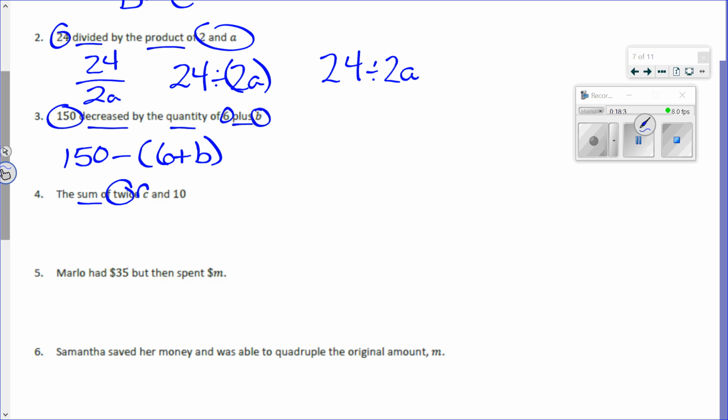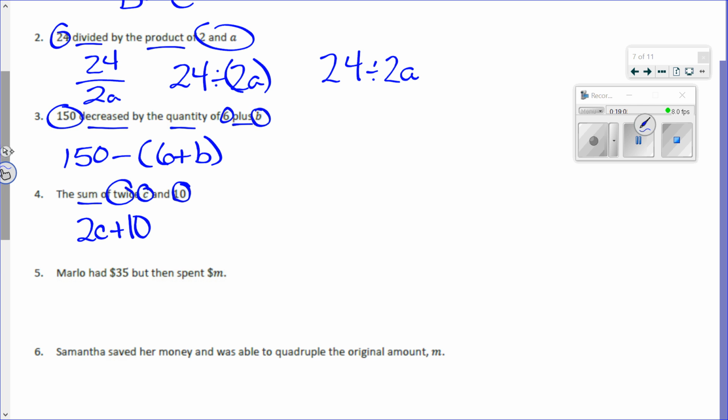Okay, the sum of twice C and D. Now this one's actually really interesting because if you don't read this properly, you're going to end up with something totally different. Because sum tells me I'm doing what? Adding. So I need to have 2 different pieces, right? So twice C is my first piece and D is my second piece. Could I go C2 plus D? No. Could I go 2 times C plus D? No.